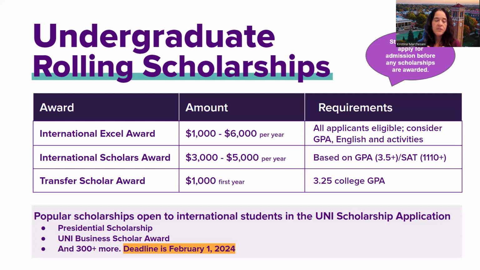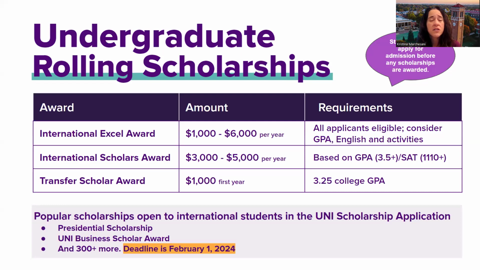Some other scholarships, there's a UNI business scholarship. So if you're a business student, again, you have to fill out the UNI scholarship application and submit it by February 1st. And plus 300 more scholarships that are possible for you to qualify. As Sherry mentioned, this UNI scholarship application is something that incoming students fill out, but even as a current student, you fill it out each year because there are different scholarships that become available to you once you're a current student. So there are possibilities here for funding.